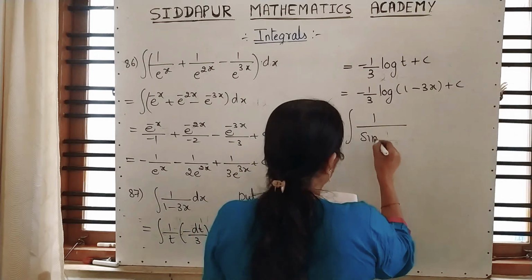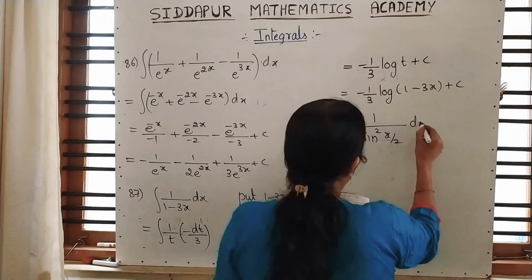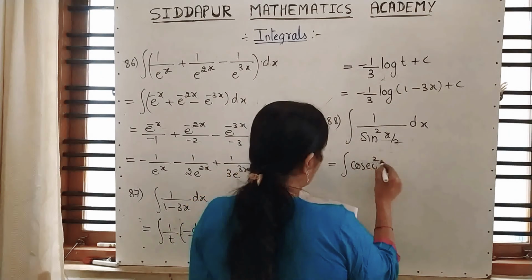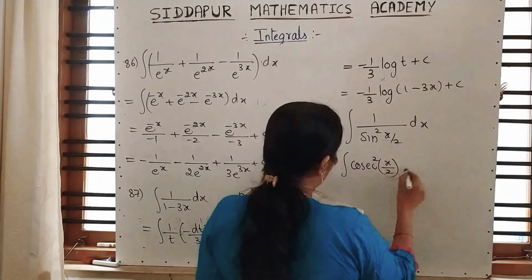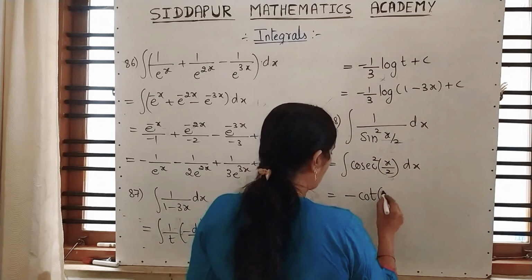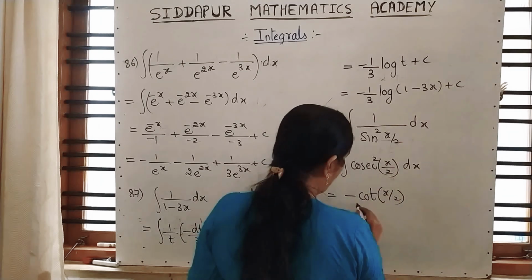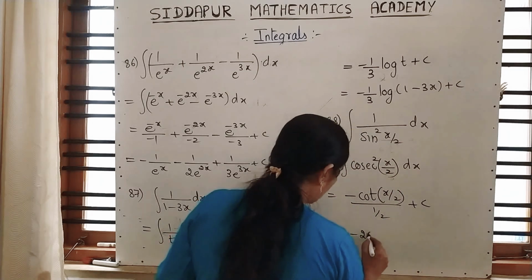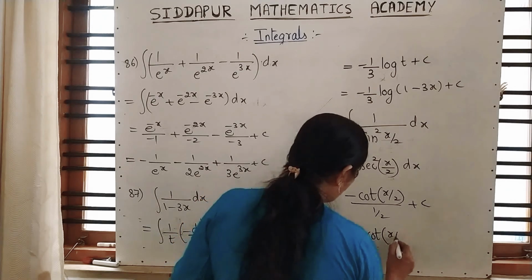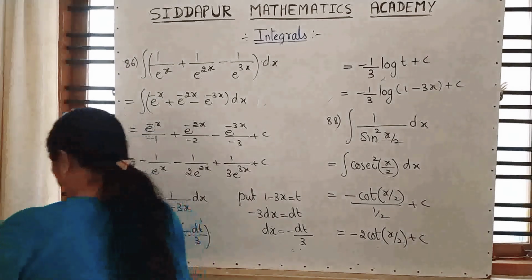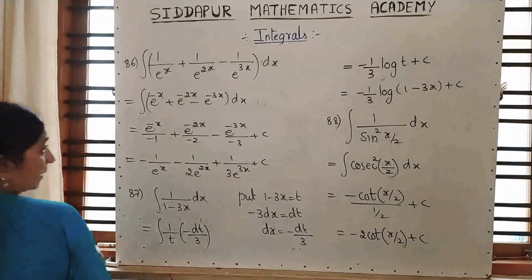1 upon sine square x by 2. 1 by sine square is what? Cosecant square x by 2. Integration of cosecant square is cot x by 2. Coefficient of x is 1 by 2. Moving to the next question. Question number 89.